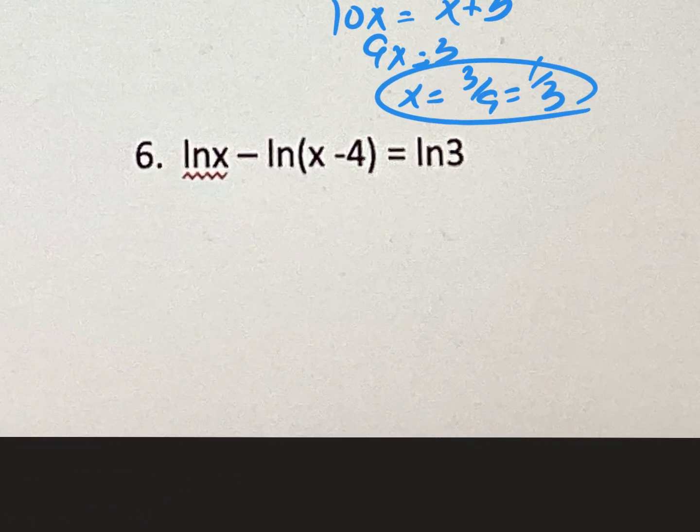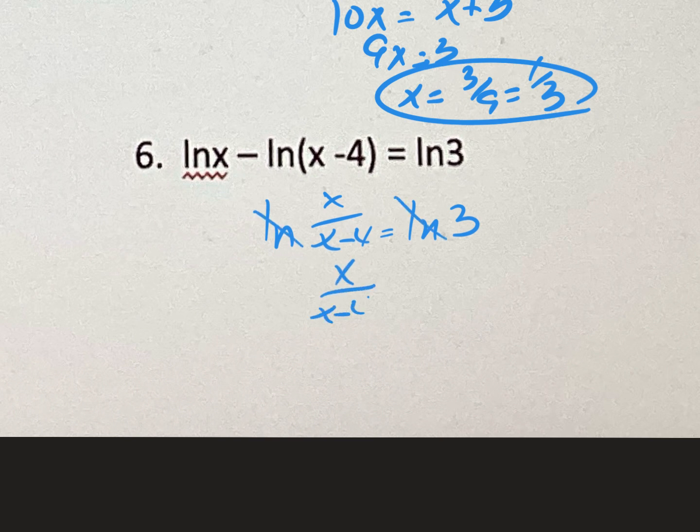And number 6. Number 6 is a third subtraction in a row. Just in case your test has addition on it, you actually multiply. But this is a third subtraction. So I'm going to do x over x minus 4 equals natural log 3. And again, down to one log on each side, you can just cancel the logs. Gives me x over x minus 4 equals, again, 3 is really 3 over 1.